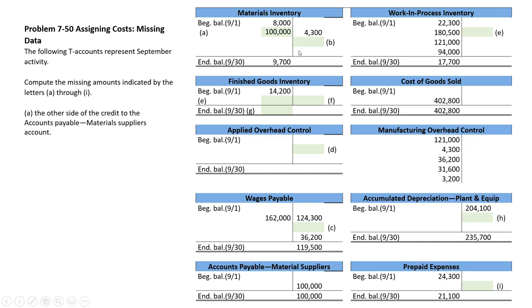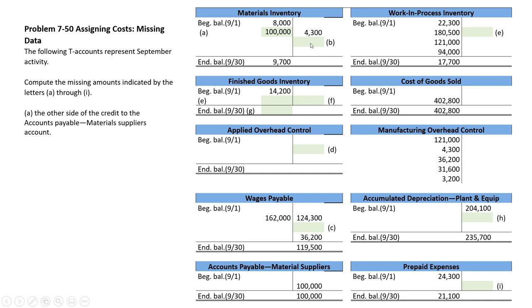And then again, I'm just going to go consecutively to B, where I have a credit to materials inventory. Now, logically, again, the debit was for a purchase. The credits are typically going to be one of two things, either that material being used as indirect material and going to manufacturing overhead control, which you see this $4,300 here, corresponding to this $4,300 here. So that would be indirect materials, or it would be direct materials that go into our work in process inventory.